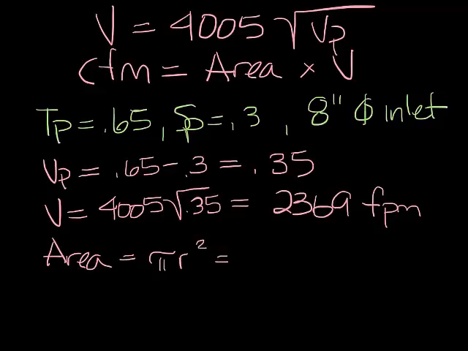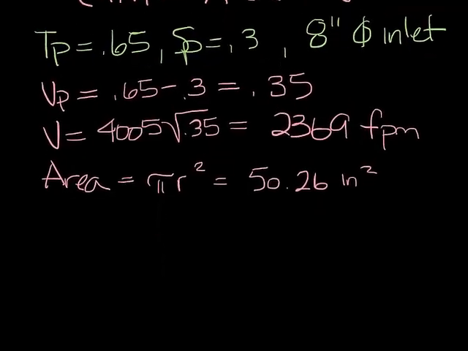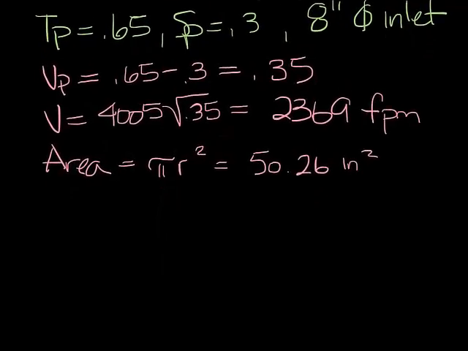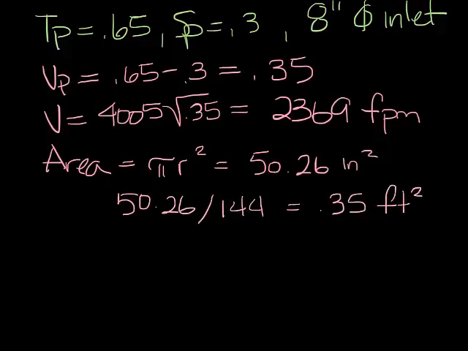Now the area is pi r squared, so when you work that out, you come up with 50.26 square inches. Now we need to work in feet, so let's take our 50.26 inches and divide it by 144 square inches per square foot, and you get 0.35 square feet.